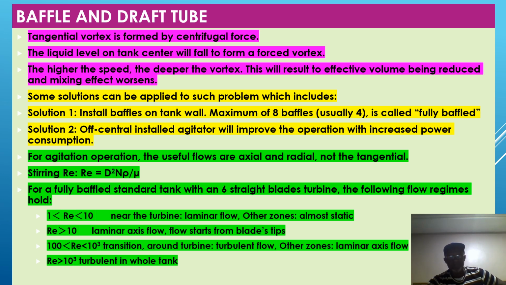Of course, we have given the equation for Reynolds number: d squared n rho divided by mu, where mu is the viscosity and rho is the density. So we can calculate the Reynolds number when we have all these. And that helps us to model flows in pipes, whether it's laminar, transition zone, or turbulent flow.